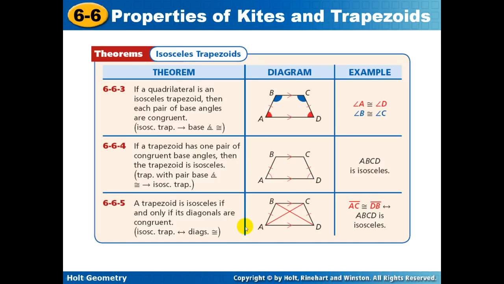And then 6.6.5, the last one, is a 2-for-1. It works both ways. It just says that the diagonals of isosceles trapezoids are congruent. So if you've got those congruent diagonals, then you know that the trapezoid is isosceles. And if you know the trapezoid is isosceles, then you know that it's got congruent diagonals. So it's kind of like a rectangle with the congruent diagonals there, only we don't have two pairs of parallel sides, nor do we have any right angles.